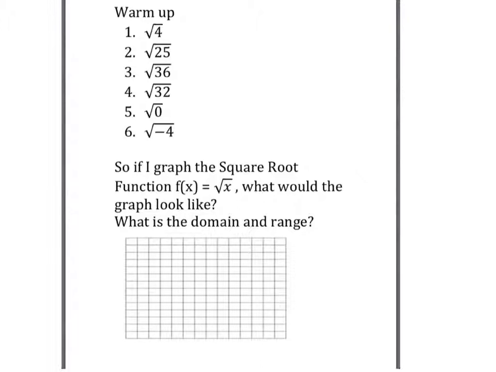Yes, so we're going to talk about how the radical is the exact answer because you're not having to round that answer, and the decimal is the approximate answer. If we look at square root of 4, it's a perfect square, so it's exactly equal to 2. Square root of 25 is exactly equal to 5. Square root of 36 is exactly equal to 6. And then square root of 0 is 0.